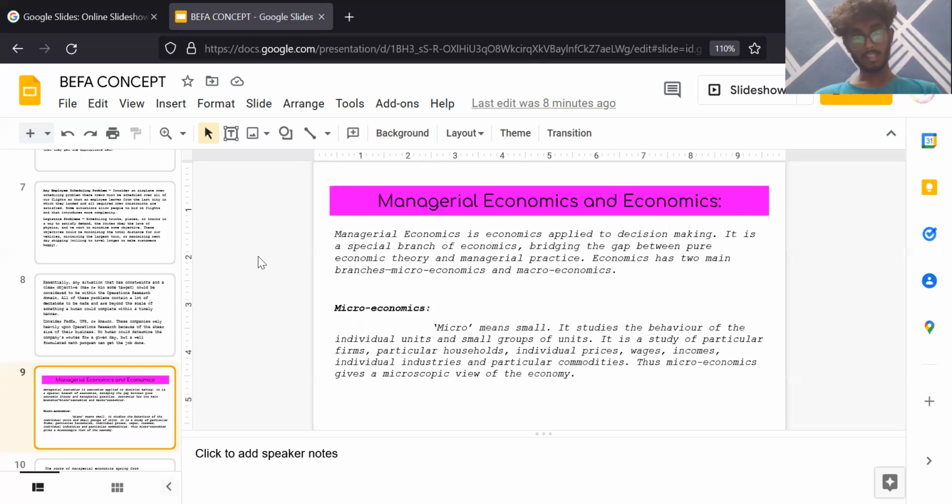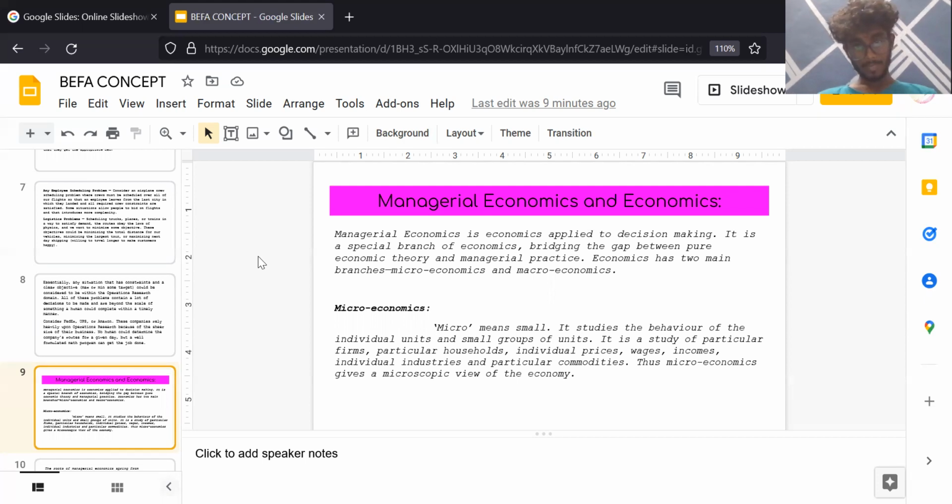Managerial economics and economics. Managerial economics is economics applied to decision making. It is a special branch of economics bridging the gap between pure economic theory and managerial practice. Economics has two main branches, microeconomics and macroeconomics.